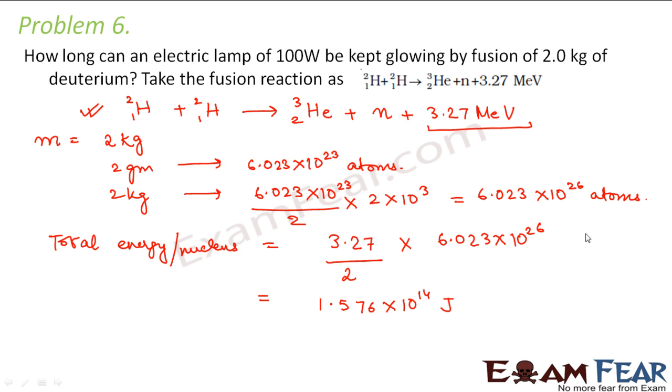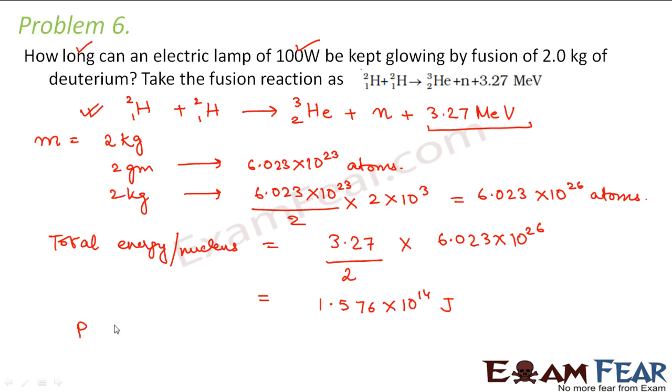How do I convert it? This was in mega electron volts. Now in order to convert the mega electron volts into joules, what do we do? We multiply it with 1.6 into 10 to the power minus 19. So we get it in joules. Now we have to calculate the time for which the bulb will glow.